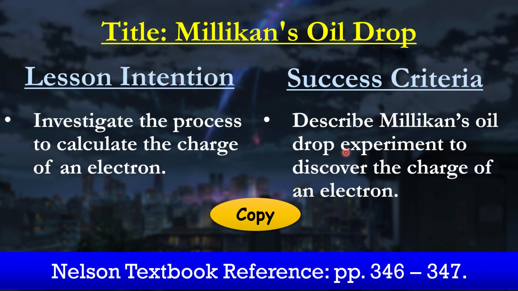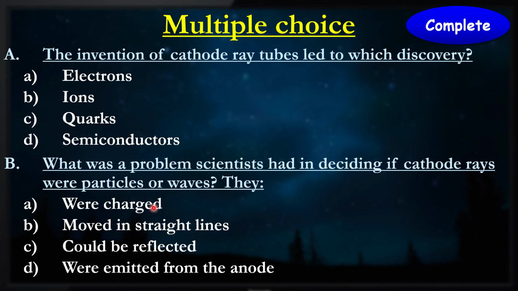Okay, so what we're going to try and do is investigate the process to calculate the charge on an electron. We're going to look at some derivations of formulas. You can, if you like, try and work out the numerical answer, but there's quite a few, so I'm going to focus on just the derivations. I'm going to try and describe Millikan's oil drop experiment and why it was influential in terms of the charge and the structure of the atom.